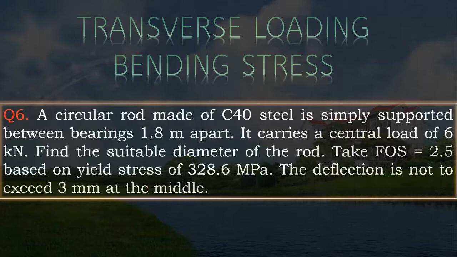Also, he has given one more condition, that the deflection in this beam should not exceed 3 mm at the middle. So this problem we need to deal with twice. One, we need to find the diameter based on the bending stress equation sigma b is equal to Mb by Z, and also we'll find the diameter based on the deflection equation, y maximum. Let us solve this problem by writing the given data.